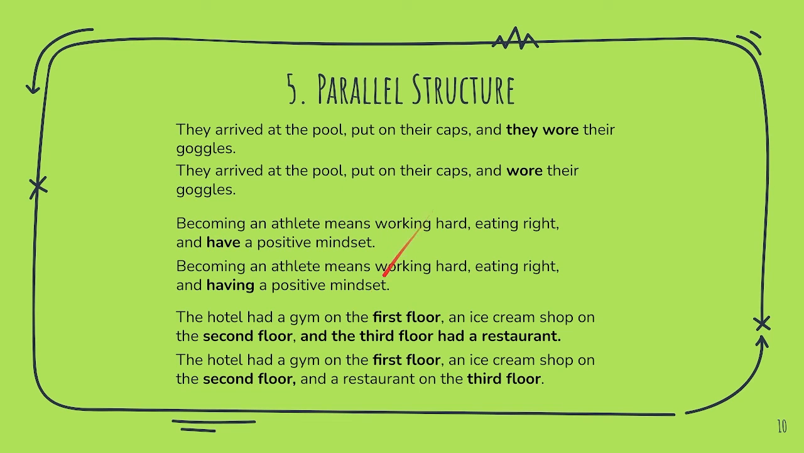So another example of parallel structure is the placement of the nouns in the sentence. For example, it says here, the hotel had a gym on the first floor. This first floor part is towards the end of the sentence. An ice cream shop on the second floor. As you can see here, the second floor part is towards the end. And the third floor had a restaurant. This part is incorrect because the third floor part is towards the beginning of the sentence. Instead, it should be placed towards the end.